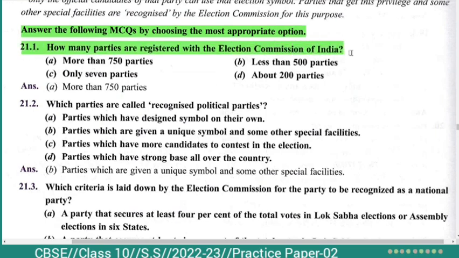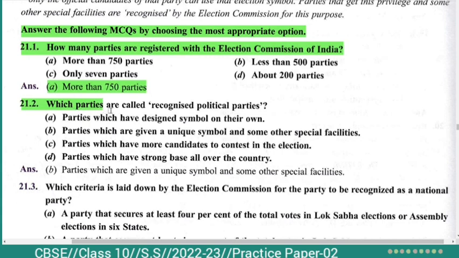Question number 21.1. How many parties are registered with the Election Commission of India? Option A, more than 750 parties. B, less than 500 parties. C, only 7 parties. D, about 200 parties. So answer is option A, that is more than 750 parties are registered with the Election Commission of India.